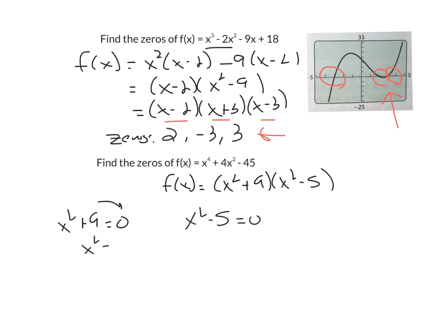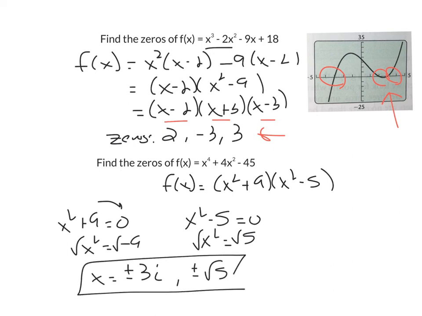Move that 9 over, and I get -9. If I take the square root of both sides right there, I get plus or minus 3i. Do the same thing here. X squared, move the 5 over. Take the square root, and you get plus or minus square root of 5. You can't break 5 down. So those are your zeros, and that's okay if you get zeros like that.